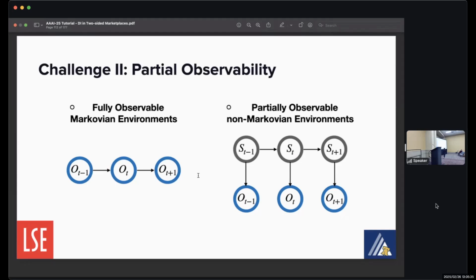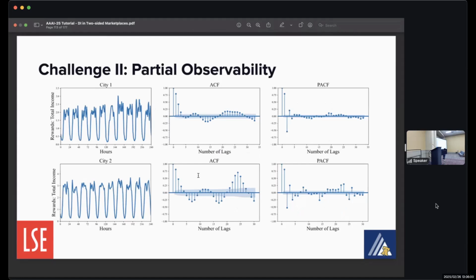Which means that, again, if you are familiar with graph theory, the past and future are conditionally dependent given the current observation. And because of that, the Markov assumption is being violated. So basically, partial observability refers to the environment where the data doesn't satisfy the Markov assumption. And typically, partial observability is commonly observed in practice.